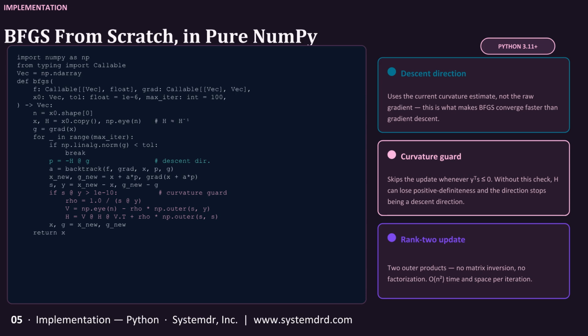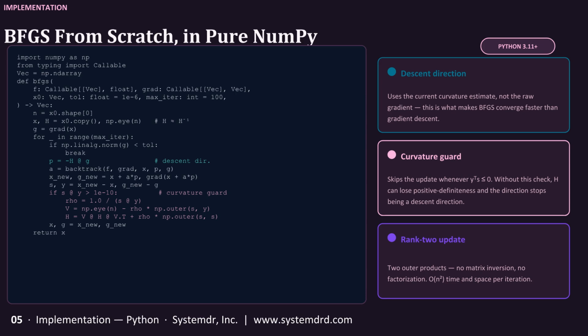Now look at the curvature guard, highlighted in pink. We only apply the BFGS update if s.y is strictly positive. If it's not, which happens on non-convex regions more often than you'd expect, we simply skip the update rather than apply a broken one. This single check is the difference between a robust implementation and one that quietly diverges. Skip it, and eventually h loses positive definiteness, your search direction stops being a descent direction, and the whole optimizer can blow up without any obvious warning sign.